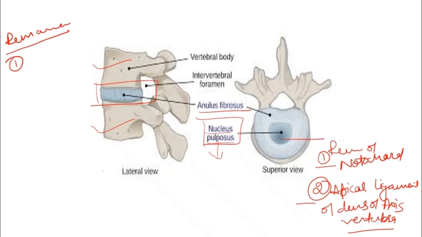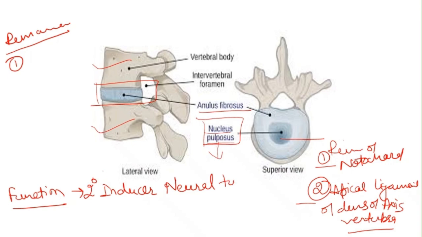Next, what is its function? The function of the notochord. First, it acts as an inducer, or we can say a secondary inducer, for the formation of the neural tube. It is also required for the proper signaling and exchange of molecules in the form of a neuroenteric canal.